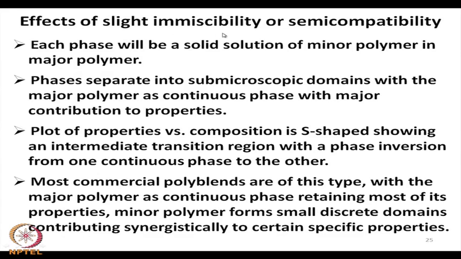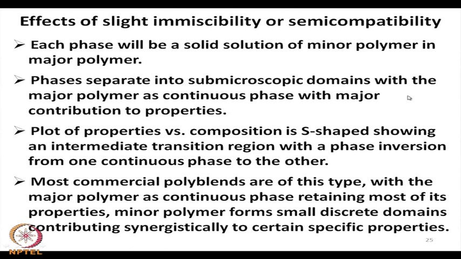Now, the effects of slight immiscibility or semi-compatibility. In this case each phase will be a solid solution of the minor polymer in the major polymer. Slight miscibility, or semi-compatibility, can be explained if each phase becomes a solid solution of the minor polymer in the major polymer. Now, the phases separate into submicroscopic domains with the major polymer as the continuous phase, with major contribution to properties.